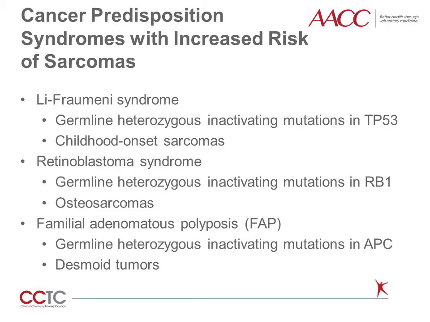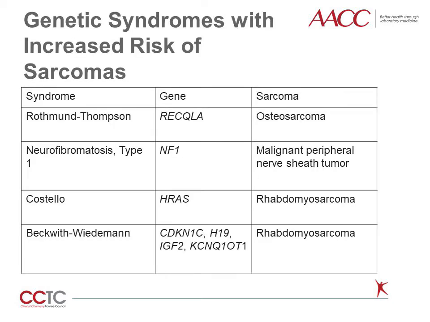Several cancer predisposition syndromes are associated with an increased risk of sarcomas. Li-Fraumeni syndrome, caused by germline heterozygous inactivating mutations in TP53, is associated with childhood onset sarcomas. Retinoblastoma syndrome, caused by germline heterozygous inactivating mutations in RB1, is associated with osteosarcomas. Familial adenomatous polyposis, or FAP, caused by germline heterozygous inactivating mutations in APC, is associated with desmoid tumors. There are also several genetic syndromes which have many different phenotypic manifestations, including a predisposition to sarcomas. Some examples of these conditions are listed on this slide.